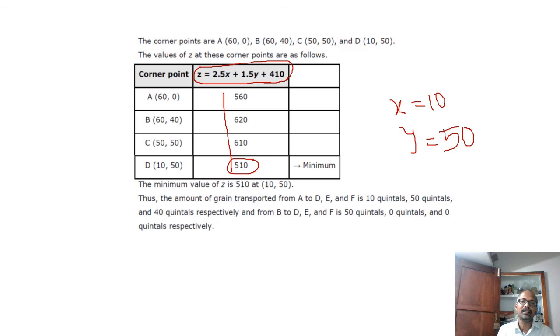And remember the amount of grain transported from A to D, E, F is 10 quintals, 50 quintals. Then the remaining: 100 quintals were there from A. We have to transport 100 quintals. Already we have finished 10 and 50. The remaining is 40. And the other side also you calculate in the same way. Okay, thank you.